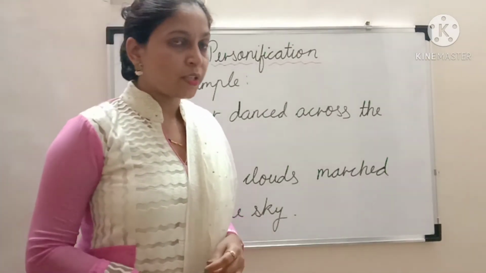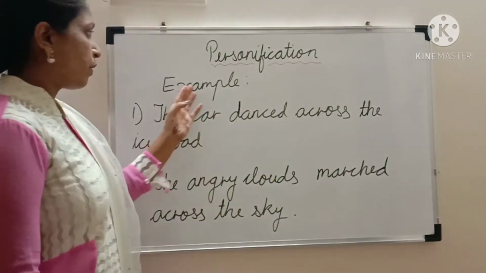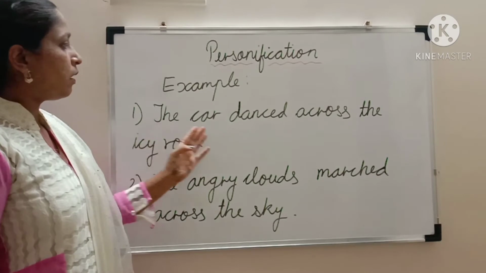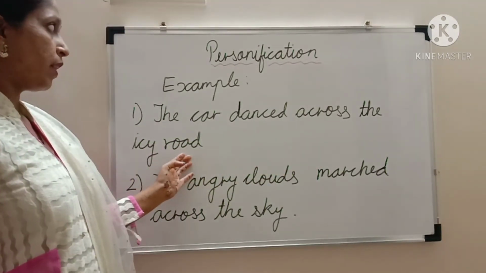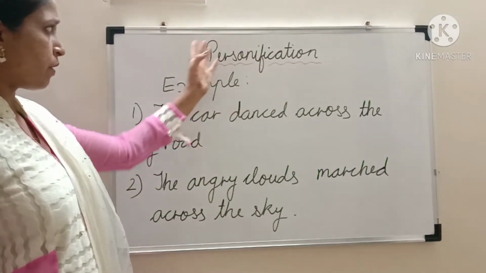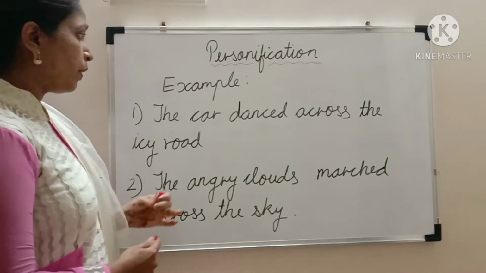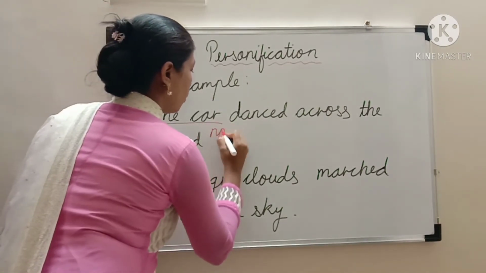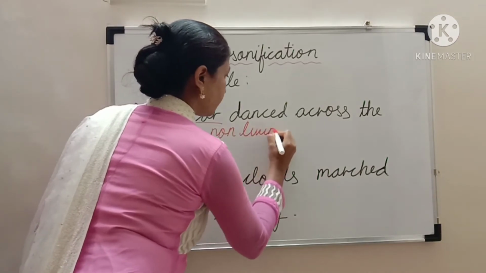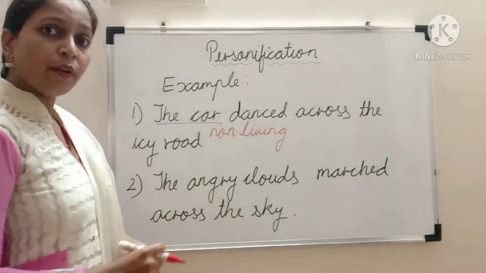Let us see the last figure of speech, that is personification. Let's check out the first example: the car danced across the icy road. Personification is very easy, children. It is something related to a person. If you see the example very carefully, the car is what? It is a non-living thing, which is given the quality of a human being.